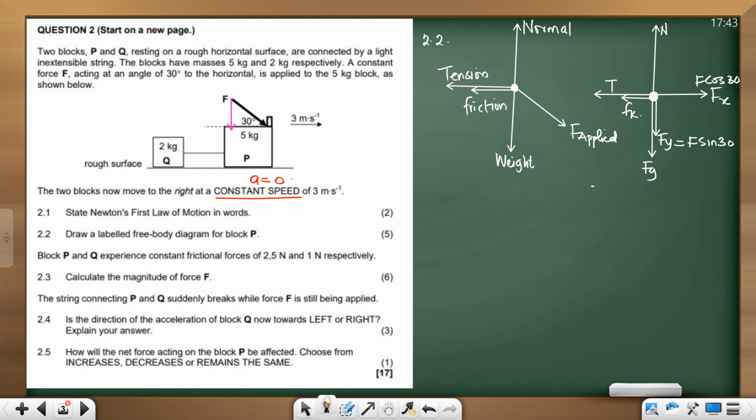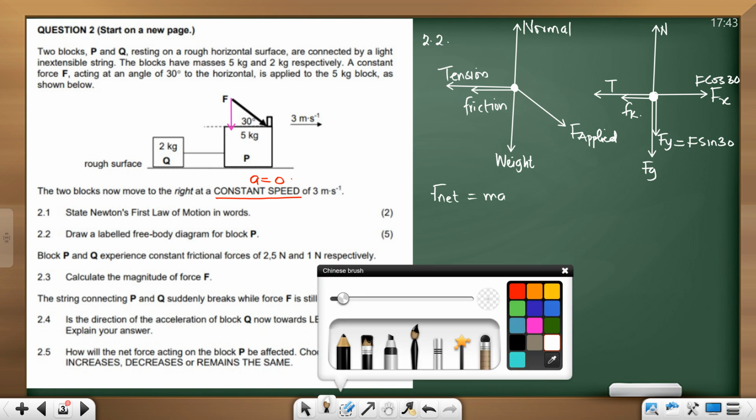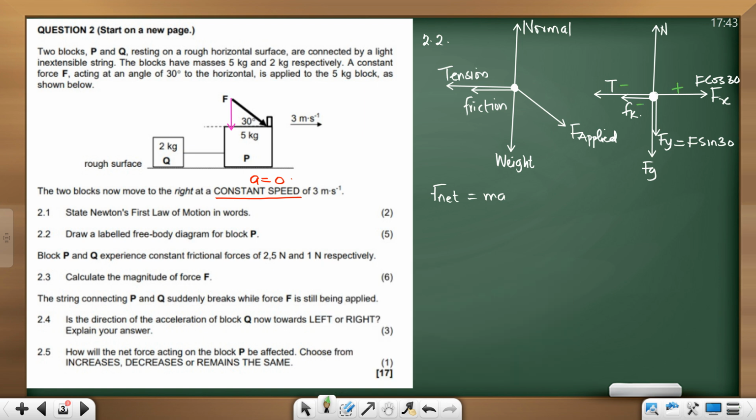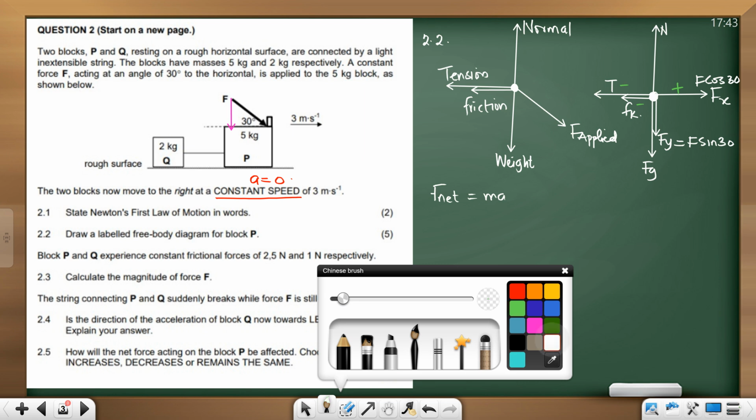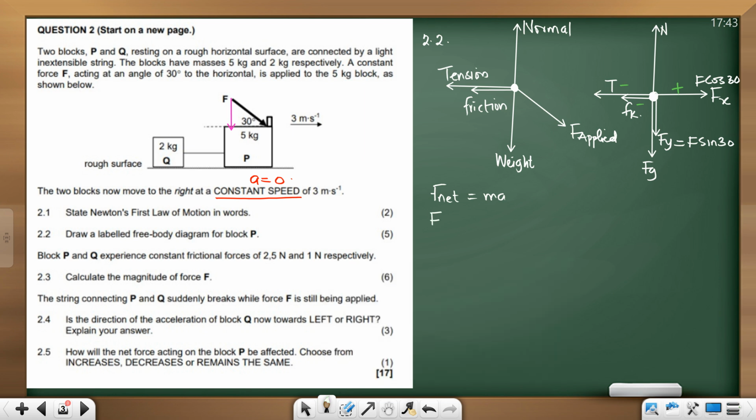Lovely. That is done. Now, we want to calculate the magnitude of force F. Let's go check first. Check if you need the other diagram. F net equals to MA. Object is moving to the right. So, go back to my working diagram. Positive, negative, and negative. Sweet. What do I have? Fx, which is F cos 30. The other ones are negative, minus T, minus Fk equals to MA, which is 0 by the way.